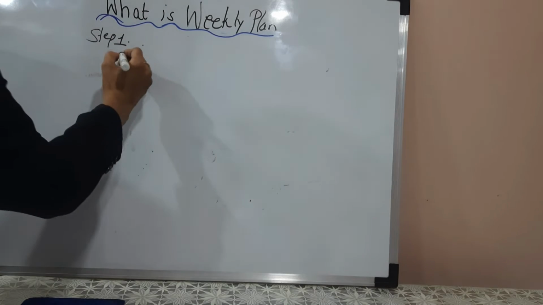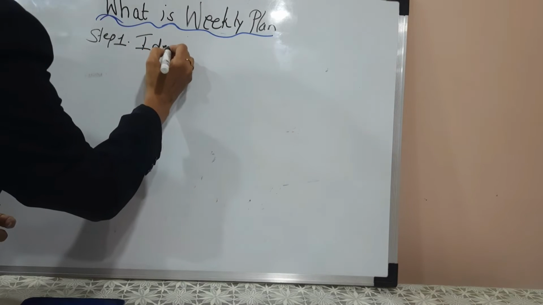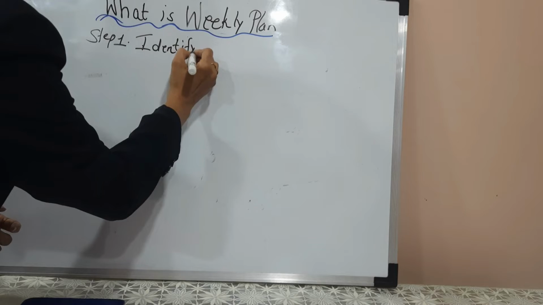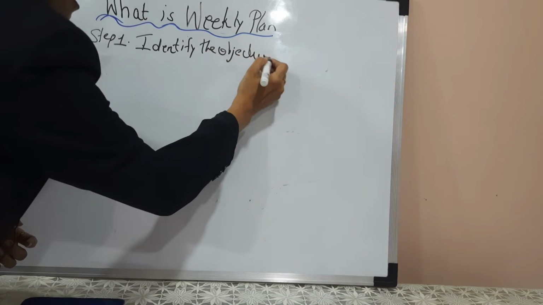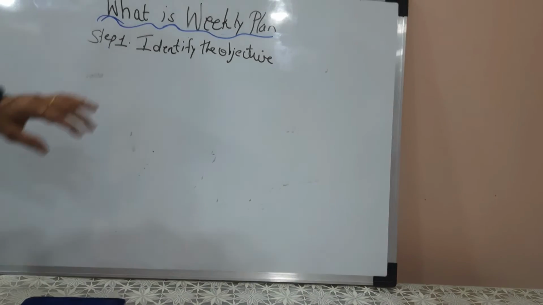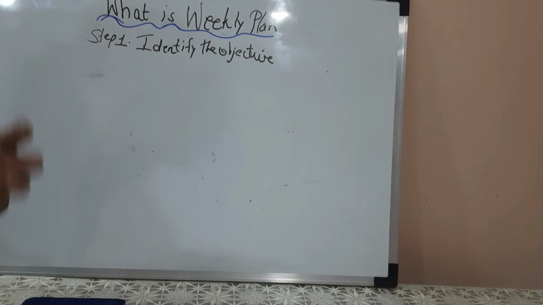First thing is identify. Step number 1, identify the objective. So when I say identify the objective, I am saying here you need to identify what you are going to teach. Let me give you an example: suppose I am teaching grade 3 and I have a chapter of history. What I am going to teach in history is a chapter about Shivaji, as an example.